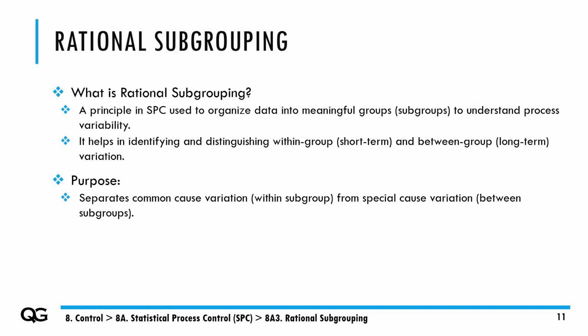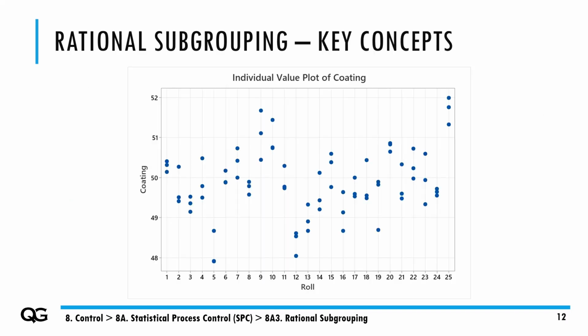So in summary, a rational subgroup separates the common cause variation from the special cause variation. The common cause variation will be within the subgroup and the special cause variation will be between these subgroups. Let's take an example which we took when we were talking about process capability. This is the example which we took when we were discussing Cp, Cpk and Pp, Ppk. There we were talking about sigma within and sigma overall.